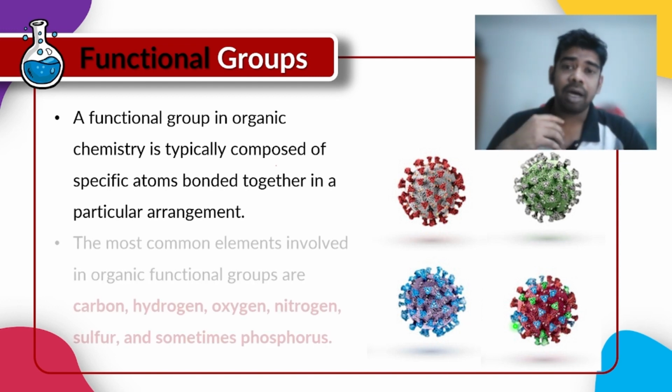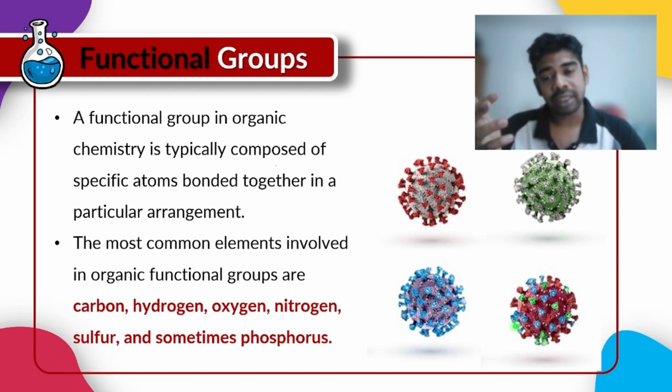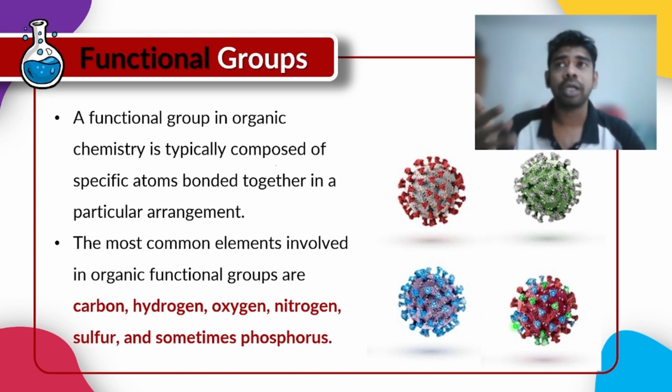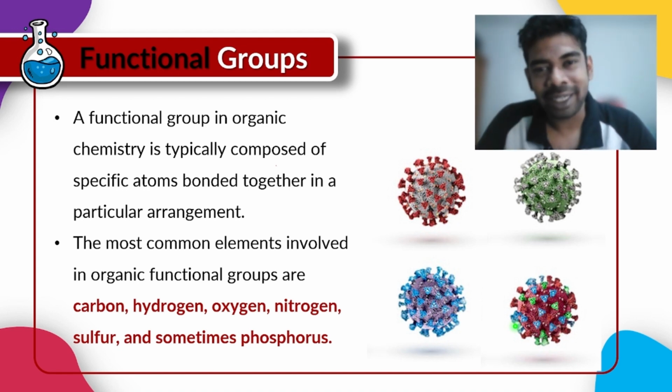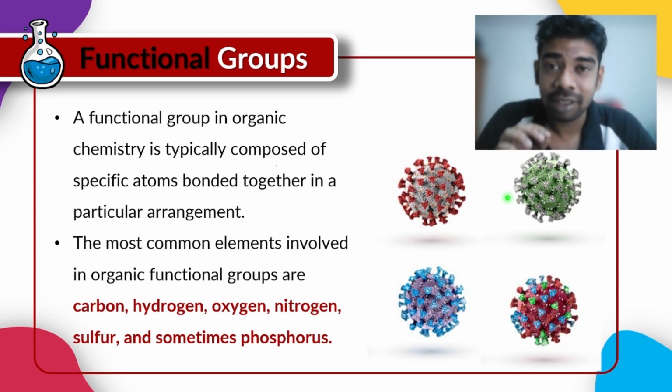And when you talk about which elements it generally has, you have carbon, hydrogen, oxygen, phosphorus, sulfur, nitrogen, chlorine, fluorine, bromine, iodine. So there are many of them. And the arrangement of all of these is basically what determines your functional group.